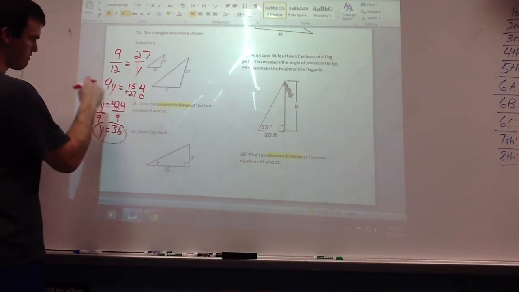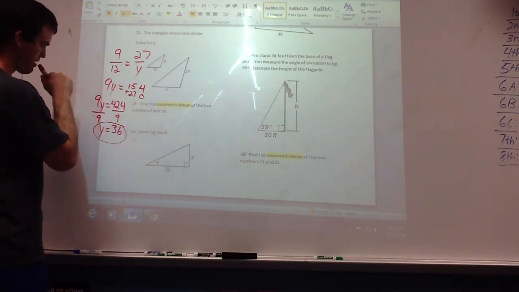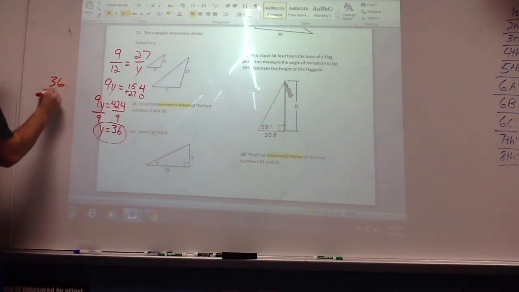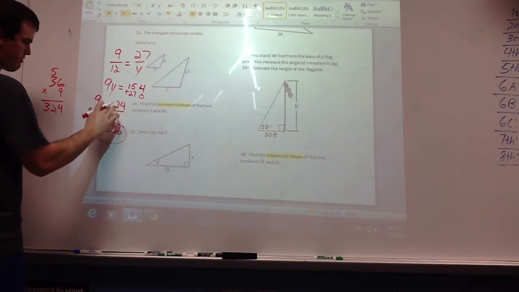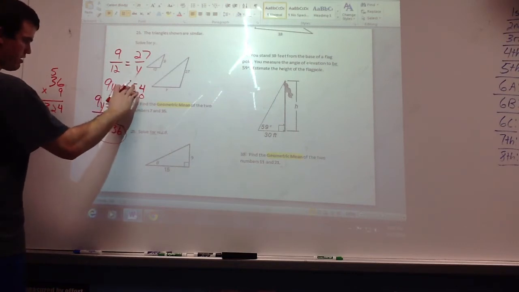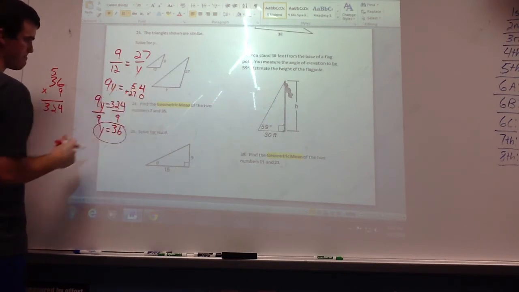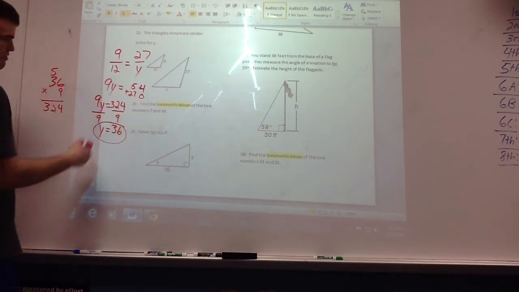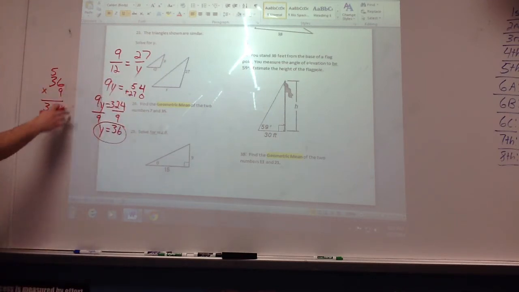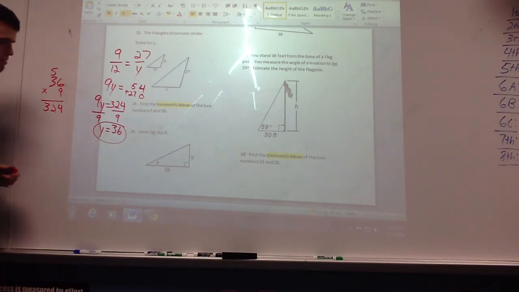Sorry, this should not be 424. I have made a mistake there. This should be 324. Okay, so 54 plus 270 will give me 324. So then I need to divide by 9 and I get y equals 36. So that was on number 23.